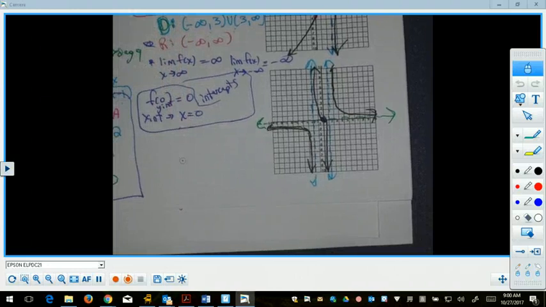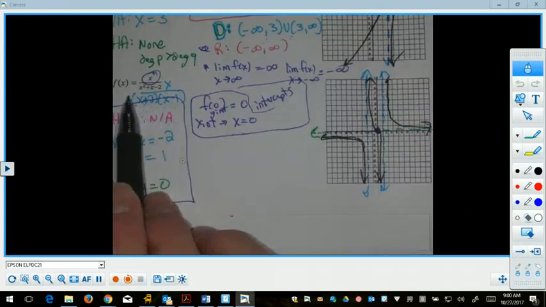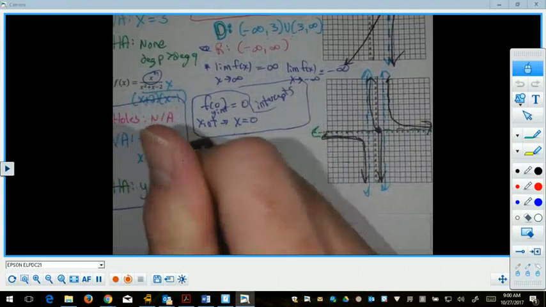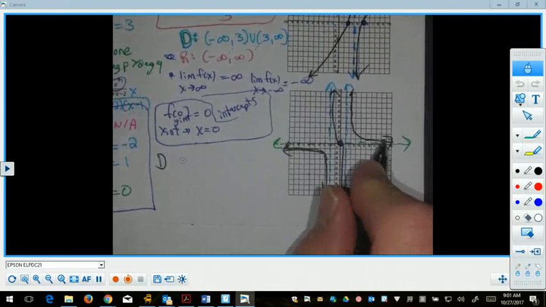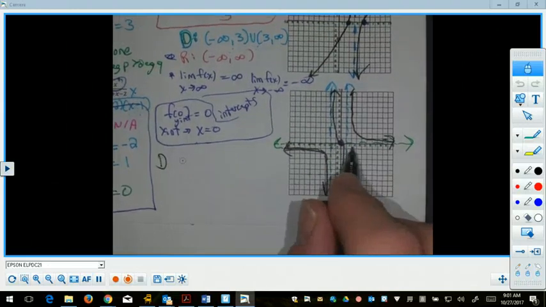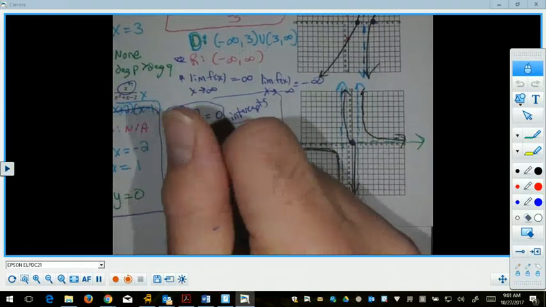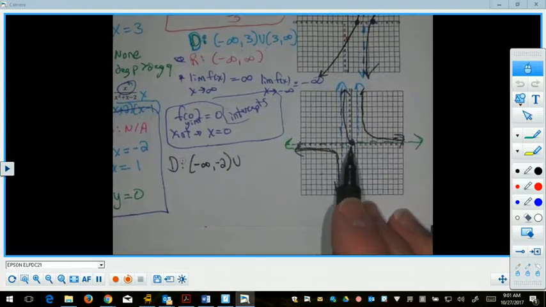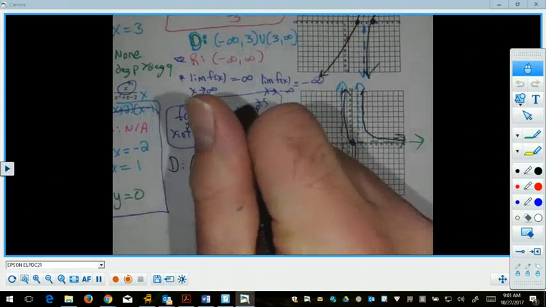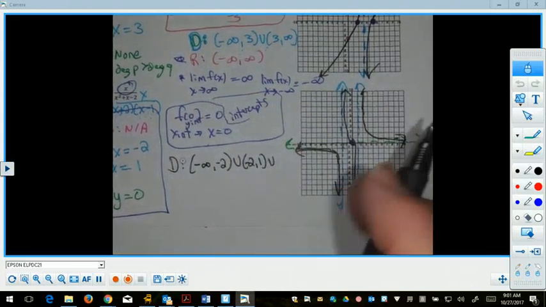Our domain for this, we don't have any holes. That's good, but we do have vertical asymptotes. That would have been the restrictions that Kiana told us about earlier. So the domain otherwise goes left forever and right forever, but it cannot be -2 and it cannot be 1. So it goes from -infinity up to -2. And then you're allowed to have points on the graph between -2 and 1. And you can have points on the graph from 1 to infinity.